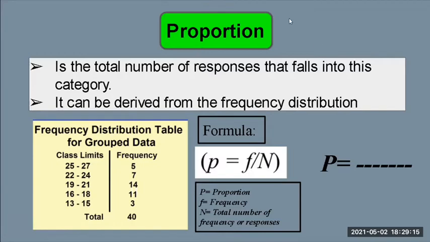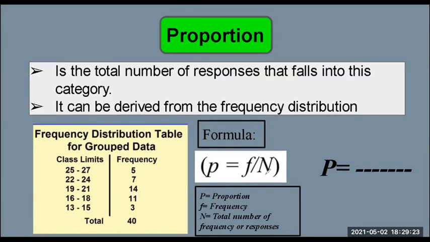Now let's try to plot if we are going to get our proportion. So our F is 40. And our participants a while ago in the table is also 40. Now our proportion is 40 divided by 40 is equals to 1. So our proportion equals to 1.